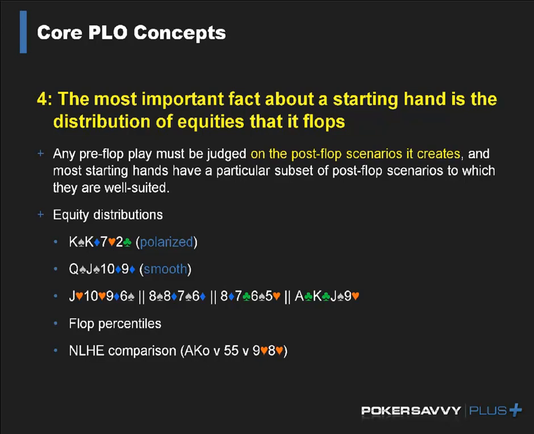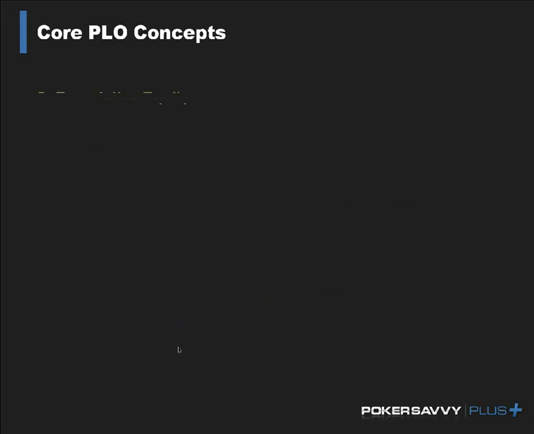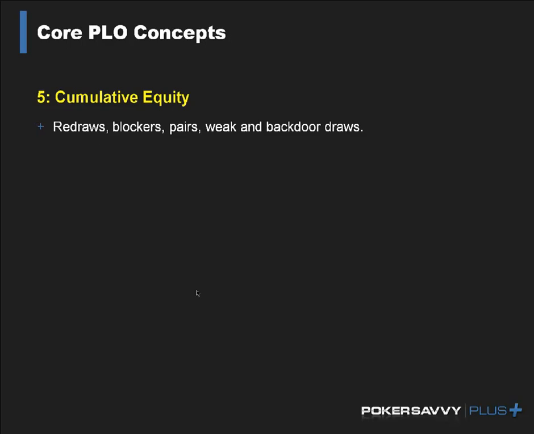All right, enough of point 4. A lot to think about, I realize, and I hope that I explained things well enough that people can go from here. There's just way too much to talk about to actually get through all of it in the time frame that we have available. But anyway, point 5, cumulative equity. Redraws, blockers, pairs, weakened backdoor draws.